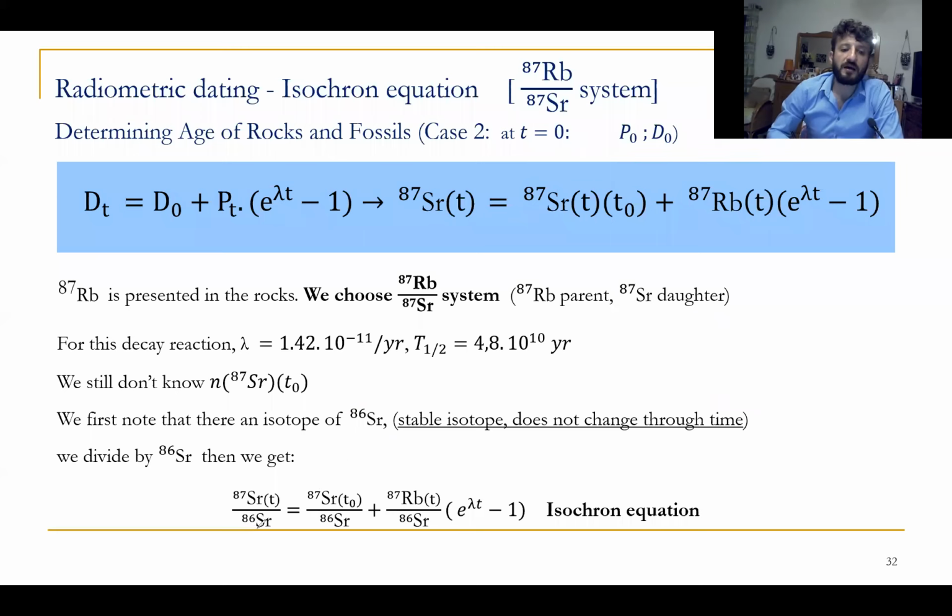As you see, we have the Isochrone equation. We divide all the equation by strontium 86. As you see here, we don't have a time t or time t0. The number of strontium 86 is the same at time 0 and at time t.